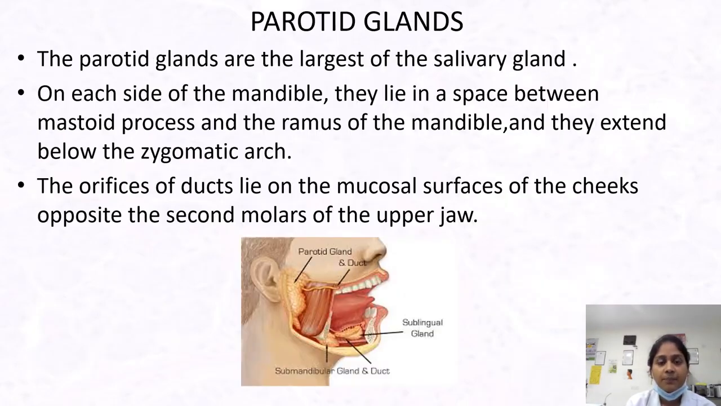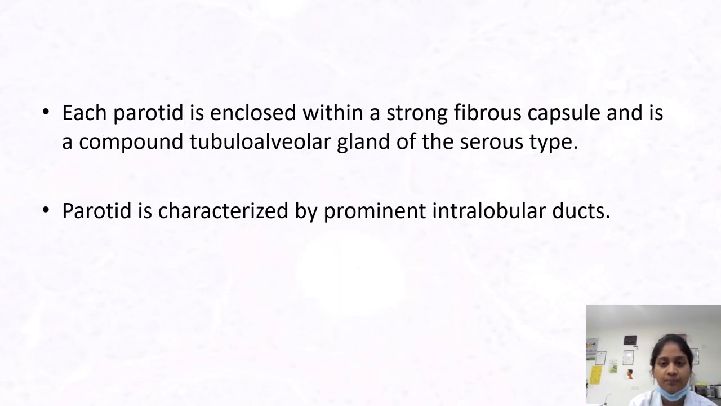Parotid glands. The parotid glands are the largest of the salivary glands, one on each side of the mandible. They lie in a space between the mastoid process and the ramus of the mandible, and they extend below the zygomatic arch. The orifices of the ducts lie on the mucosal surfaces of the cheeks opposite the second molars of the upper jaw. Each parotid is enclosed within a strong fibrous capsule and is a compound tubular alveolar gland of the serous type. Parotid is characterized by prominent intralobular ducts.